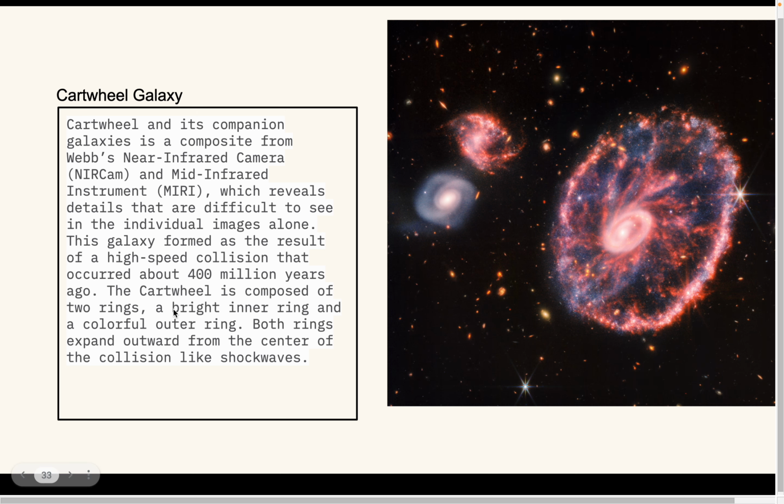The Cartwheel is composed of two rings, a bright inner ring and a colorful outer ring. Both rings are expanding outward from the center of the collision like a shock wave.